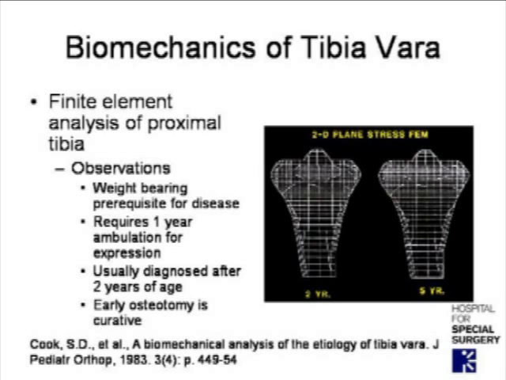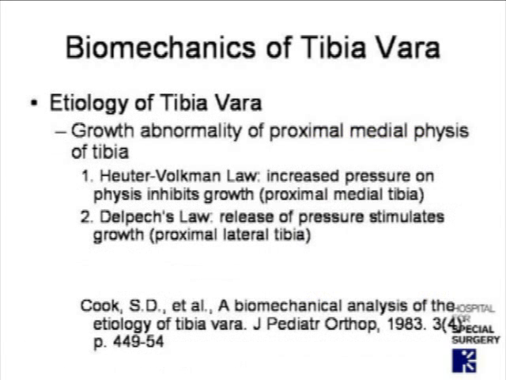Basically, they made several observations. They observed that weight bearing was a prerequisite for Blount's disease, that it required at least a year of ambulation to express the disease fully, and it's usually diagnosed after 2 years of age. They found that early osteotomy was curative. They were aware of things such as the Hutter-Volkmann law, which said that increased pressure on the physis medially inhibits growth, and release of that abnormal pressure results in growth stimulation.